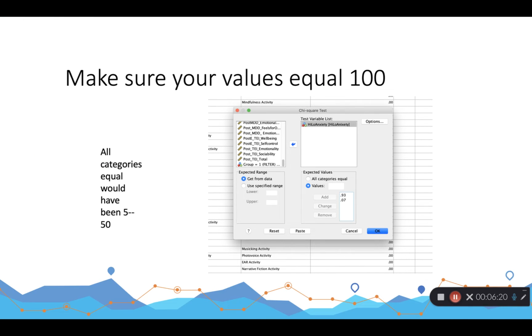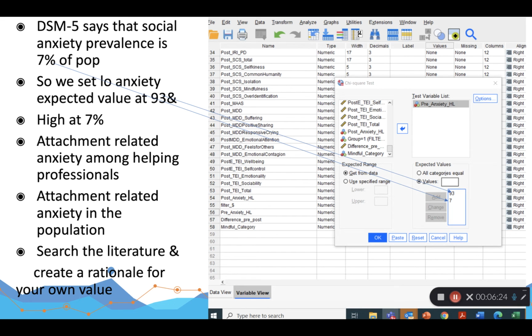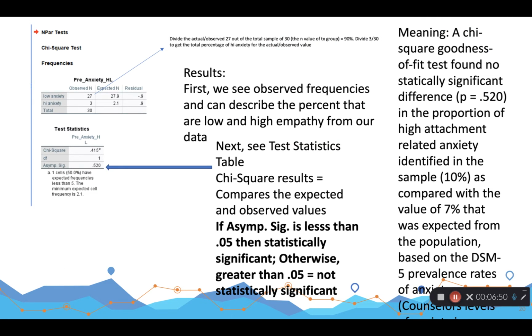Make sure whatever values you input, your total equals 100, and then we want to click OK. Here the 93% we selected is because the DSM-5 indicated that the social anxiety prevalence level was 7% of the population. So we hypothesized that 7% of our sample would also be higher in anxiety and 93% lower in anxiety. And so that's where we got the 93 and the 7 for our expected values.